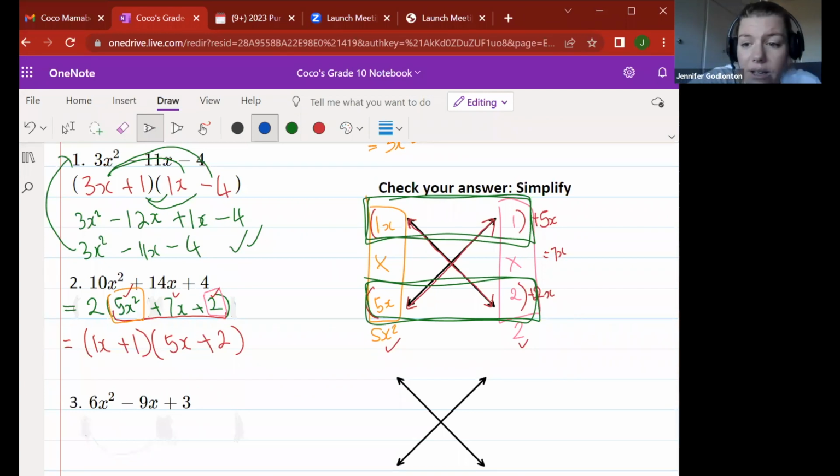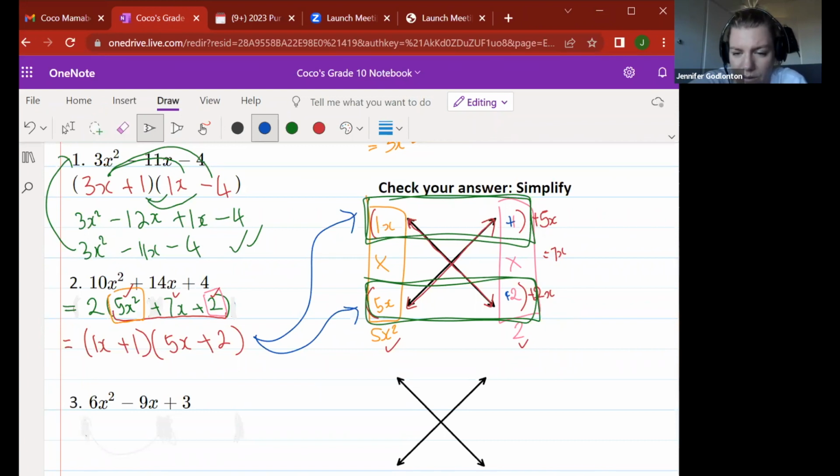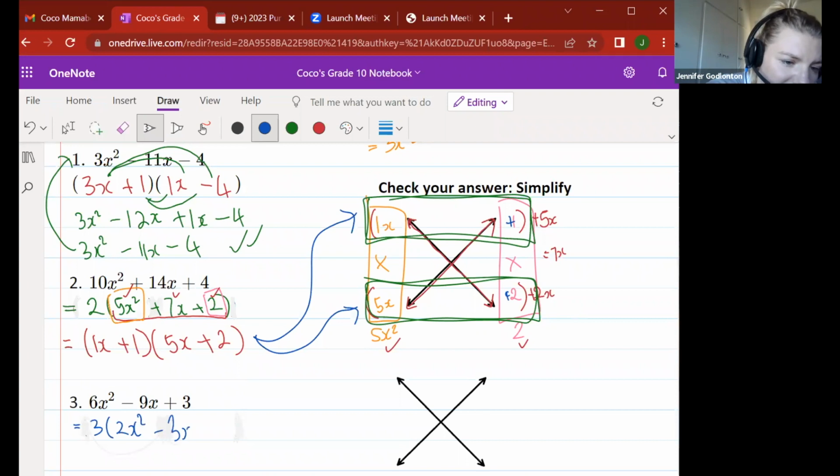Okay, so Dilshad, the red part came from these two over here, the 1x and the 1, and the 5x and the 2. That's where that red part came from. Good, Katiwe, we're going to take out a 3. So we're going to be left with 2x squared minus 3x plus 1. So that's what you're going to be working with while you factorize.